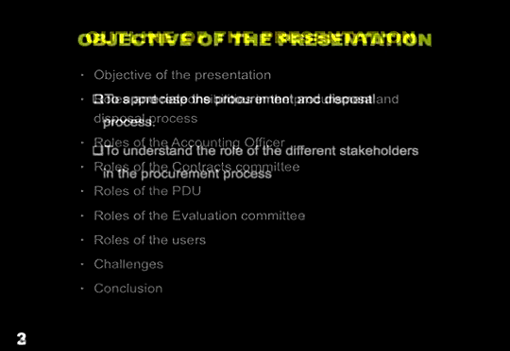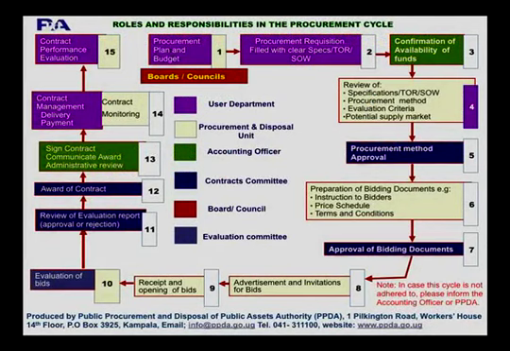That diagram there shows the different stakeholders that are in the procurement process. This chart was got from the PPDA. It gives the detail of what is supposed to be done by who, and also it gives the different activities that the different user departments are supposed to do in the procurement process.